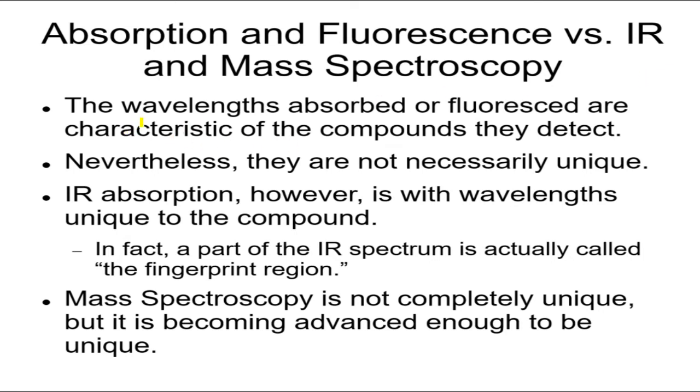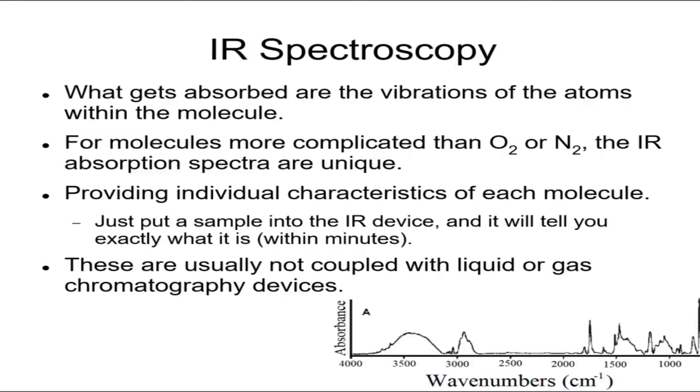So the wavelength absorbed and fluoresced are characteristic of the compound, but not unique. For absorption and fluorescence, they're not unique. Some absorb at different wavelengths more than others. That's true, but many of them absorb at the same ones. So they are characteristic, but not unique. The IR, however, with something like this, is unique. This pattern of what it absorbs and which wavelength is unique to every compound.